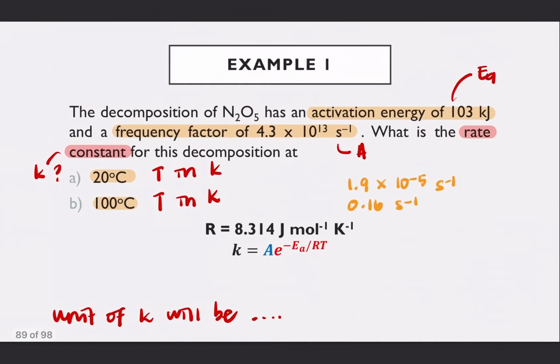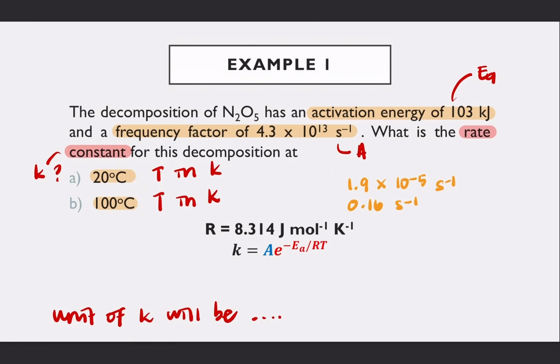Alright, so the first example is the decomposition of N2O5, which has an activation energy of 103 kilojoules and a frequency factor A of 4.3 times 10 to the power of 13 per second. So this is a first order reaction, per second. What is the rate constant k for this decomposition at this temperature and this temperature?